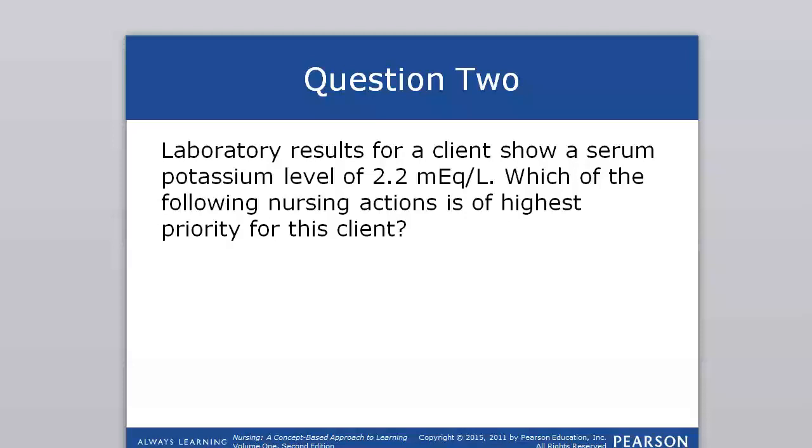Well, first of all, in order to answer this question, you need to know what is the normal range of potassium. And we did discuss that in the PowerPoint earlier. Let's go back, and I want you to think about what that would be. Let me look that up so I can tell you, according to your book, 3.5 to 5.3. So we can see it's significantly lower. This patient is suffering from what we call hypokalemia.